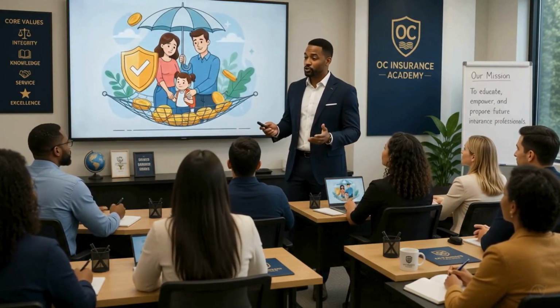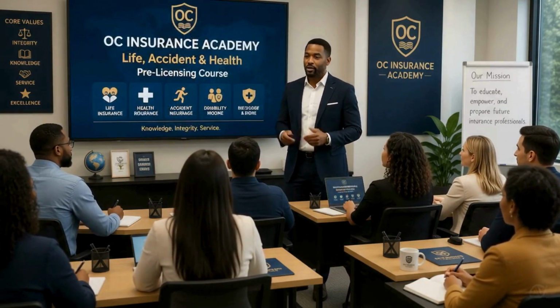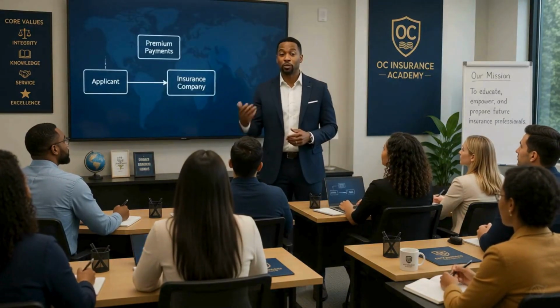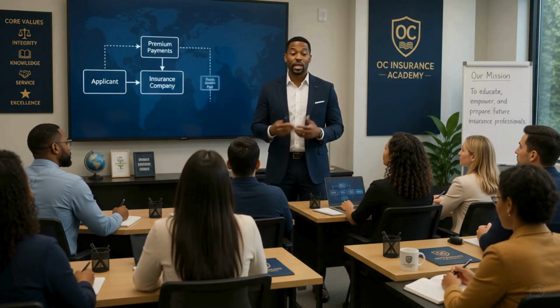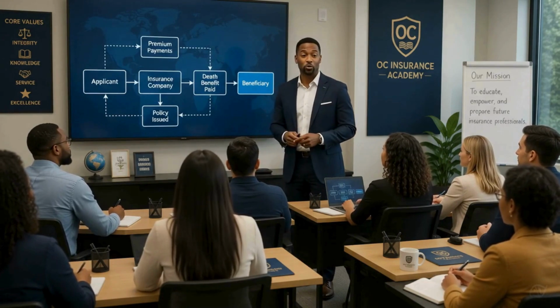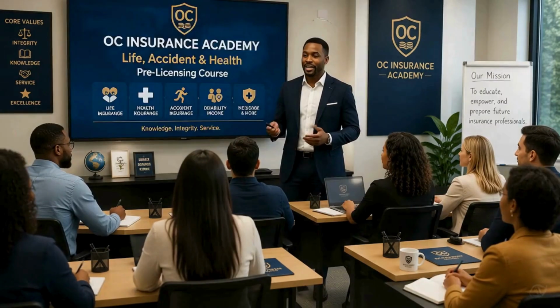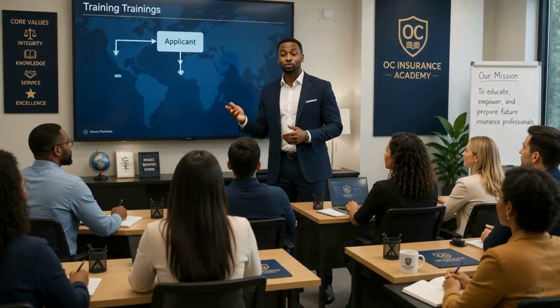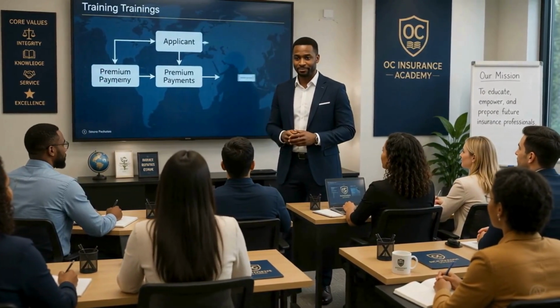Life insurance works through a simple agreement. The policy owner pays premiums to the insurance company. In return, the insurer promises to pay a death benefit if the insured dies while the policy is in force. This agreement creates financial protection for the beneficiary.